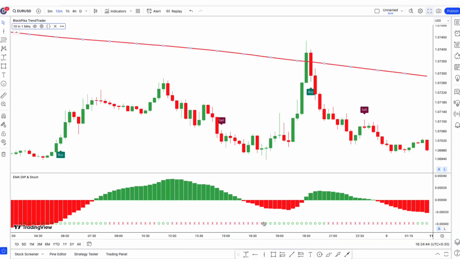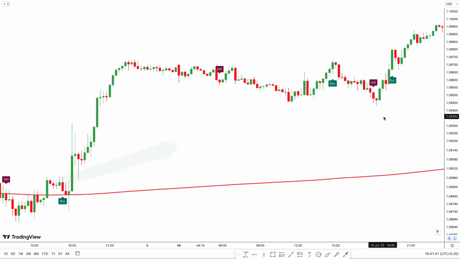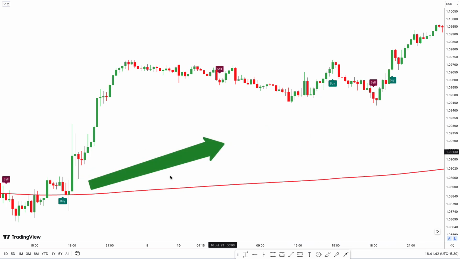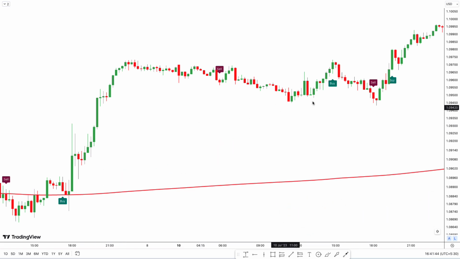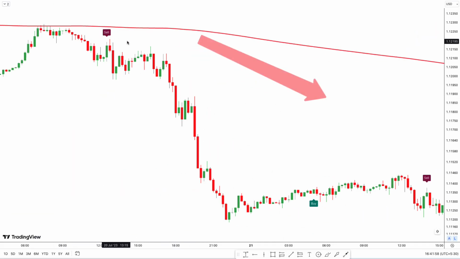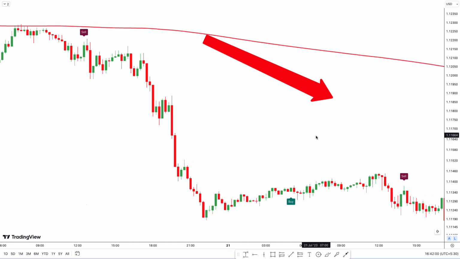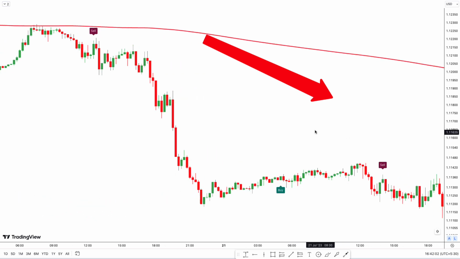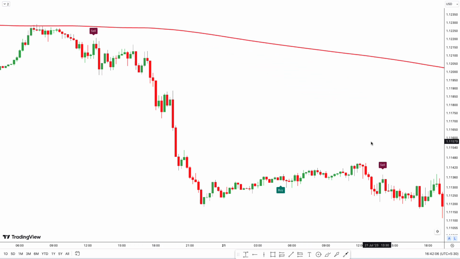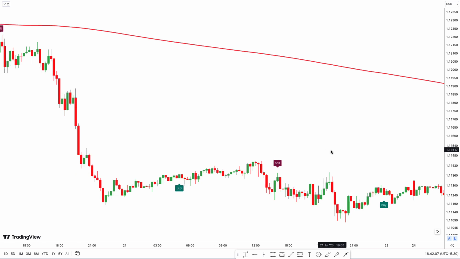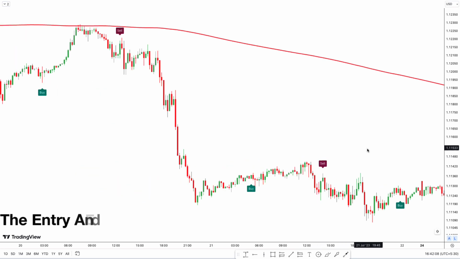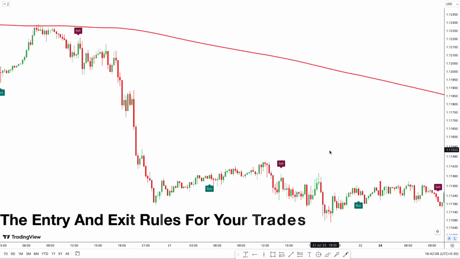Then click OK. Now here's the deal. When the moving average line is positioned below the price, we're looking at a potential upward trend in the market. Conversely, when the moving average is above the price, we're likely dealing with a long-term downward trend in the market. This trick helps us consistently trade in the market's direction, which can increase our success rate and, of course, our profit percentage. So now it's time to establish the entry and exit rules for your trades.